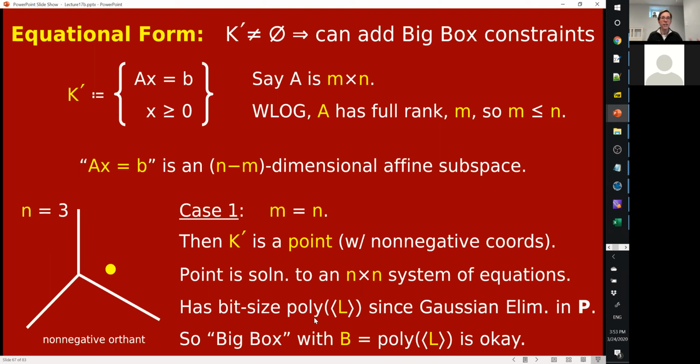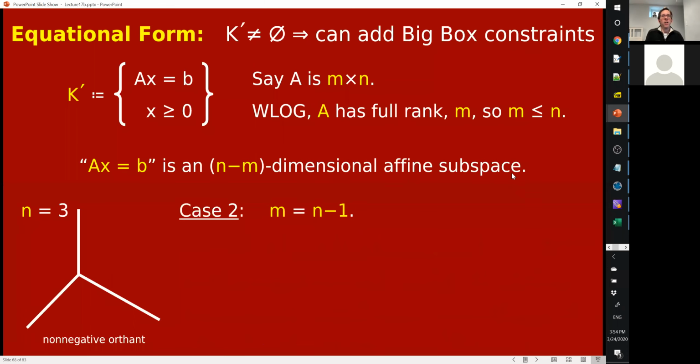And therefore, it's okay to take B to be a number that can also be written with polynomially many bits, like an integer that's a bit bigger than the maximum possible solution to a system of equations in your LP. Okay, does that make sense? I want to argue that if you have an LP in equational form, and you got rid of the redundant equalities, and you have n equalities, then the solution, provided it exists, is inside a big box, but not too big. One where the side length can be written with polynomially many bits.